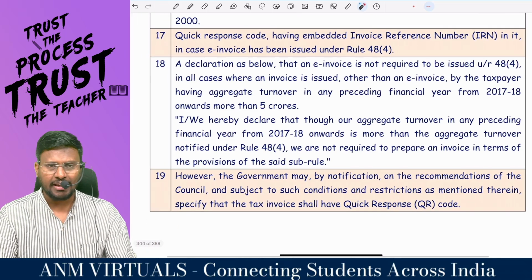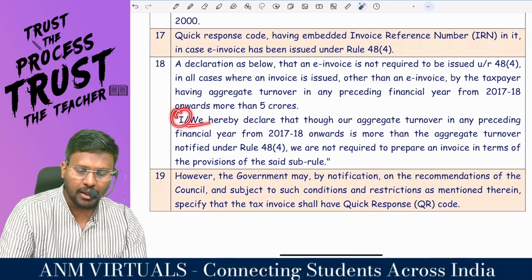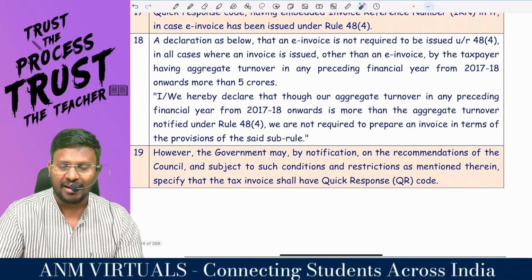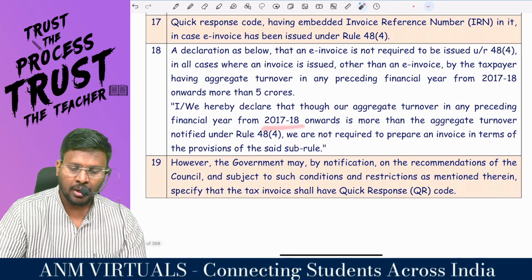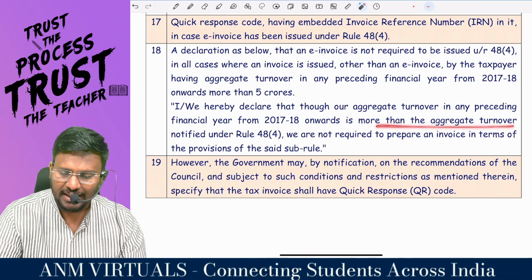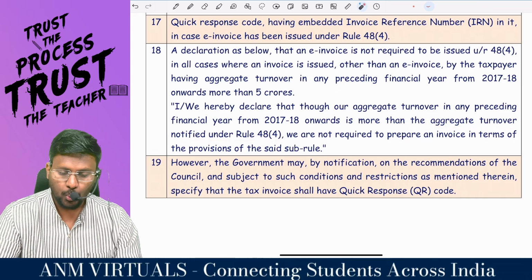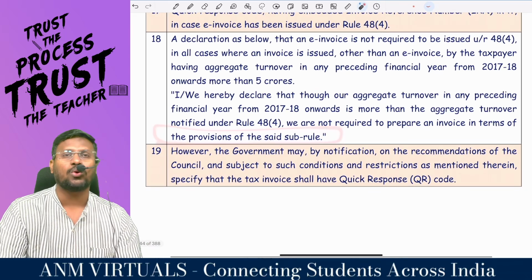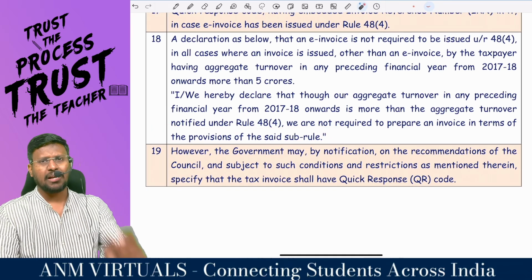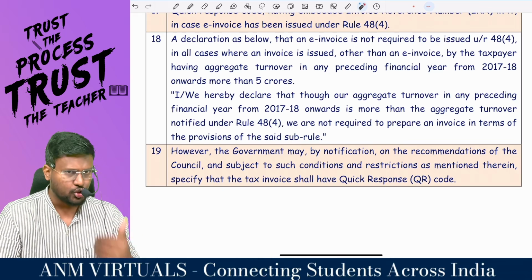So like this, in the invoice, you have to have this statement: I or we hereby declare that though our aggregate turnover in any preceding financial year from 2017-18 is more than the aggregate turnover notified under Rule 48 sub-rule 4, we are not required to prepare an invoice in terms of the provisions of the said rule. Actually, sir, there is a concept called e-invoicing. We'll be discussing that e-invoicing concept very shortly.